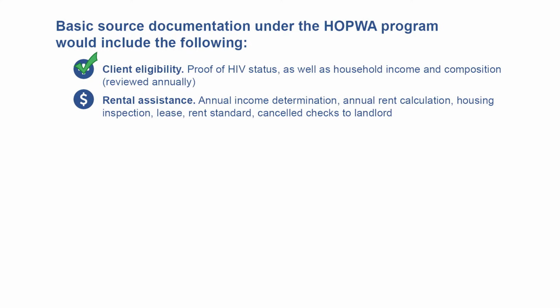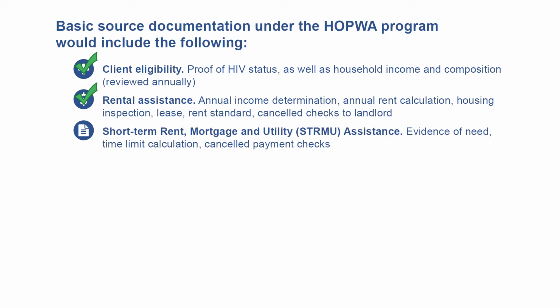For rental assistance, documentation includes annual income determination, annual rent calculation, housing inspection, lease, rent standard, and canceled checks to landlord. For short-term rent, mortgage, and utility assistance, source documentation includes evidence of need, a time limit calculation, and canceled payment checks.